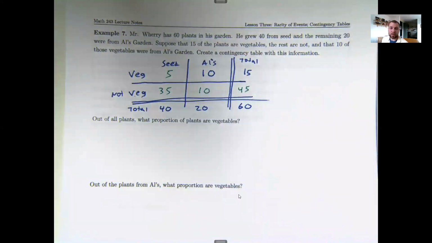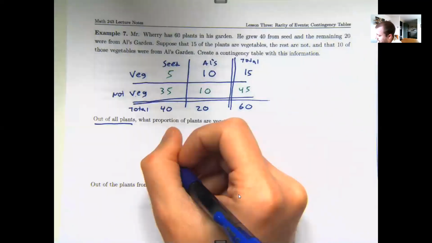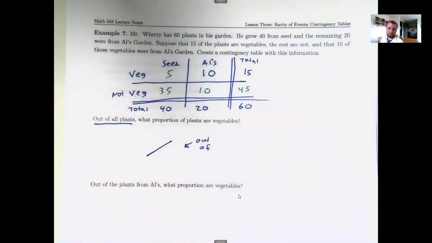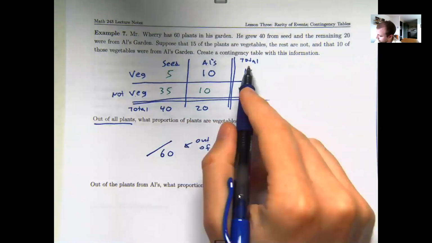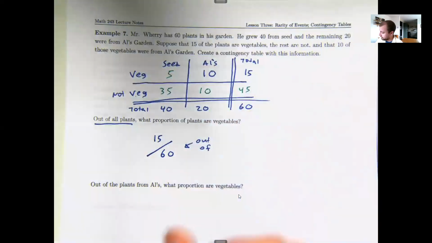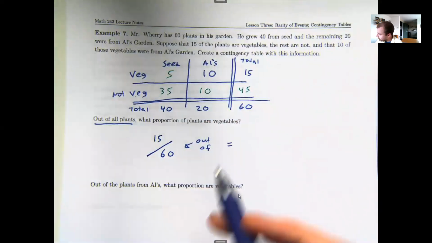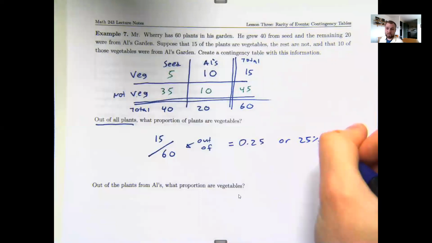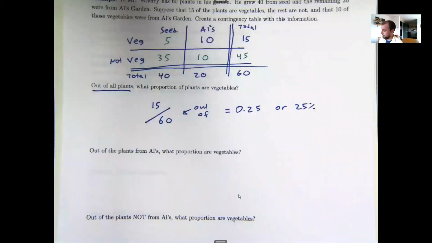Now let's answer some follow-up questions based off these tables. Out of all plants. So when I'm setting up these percentages, whatever it is out of goes on the bottom. So out of all plants, this is out of 60 things in total. How many of them were vegetables? Well, 15 out of the entire 60 were vegetables. I'm going to type this into a calculator, and I'll see what I get. I get 0.25, or 25% of the plants are considered to be vegetables.